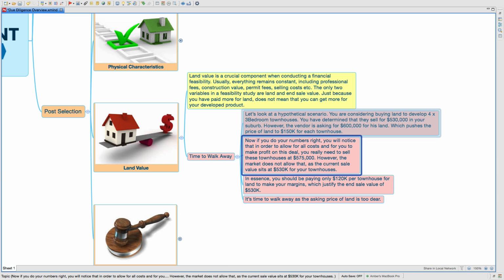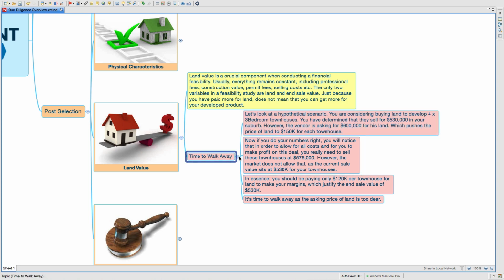In essence, you should be paying only $120,000 per townhouse for land to make your margins, which justify the end sale value of $530,000. If that's the case, and you are being pushed into paying more for the land, you've got to walk away, because there's no way you'll be able to make any profit on this deal.